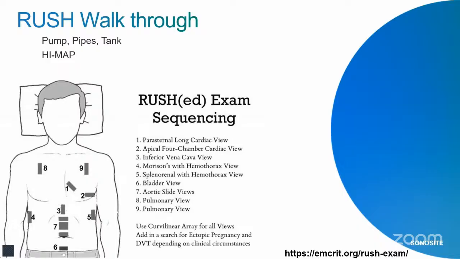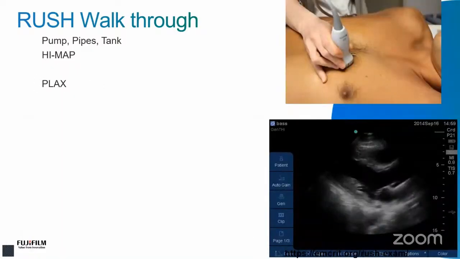And this can be thought of as an evaluation of the pump, the heart, the pipes, the IVC, the aorta, and the deep veins, and the tank, the pleural cavity and the abdominal cavity. Or this is sometimes thought of as HIMAP, where you have the heart, the IVC, Morrison's pouch, the aorta, and the lungs. And this starts with a parasternal long axis view. You can see that being acquired here.